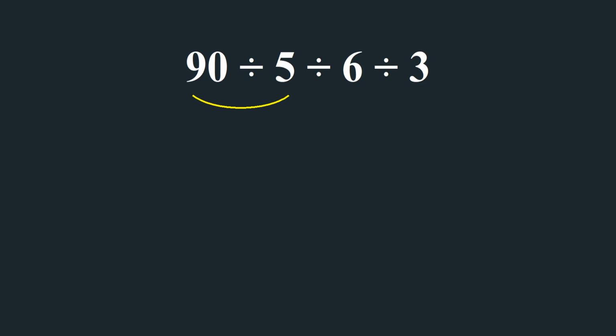90 divided by 5 gives us 18, and here we have 6 divided by 3, which equals 2. So 18 divided by 2 is just 9.